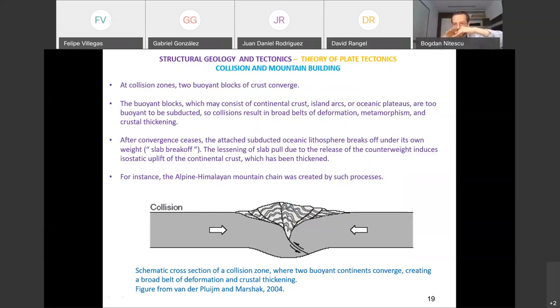This is too buoyant. So now the subducted oceanic lithosphere will break off because of its weight. This is called slab break-off and generates a lot of tectonic consequences. People who study orogens have a lot of discussion about break-off and its consequences. In many instances, first of all, you have isostatic uplift, because the weight of this mass was pulling down, and then it breaks off, so it goes up. Also, you might have some magmatism associated. In the case of the Alpine-Himalayan mountains, this was a classic process of collision. We'll discuss this, but just to have a first idea of this process.